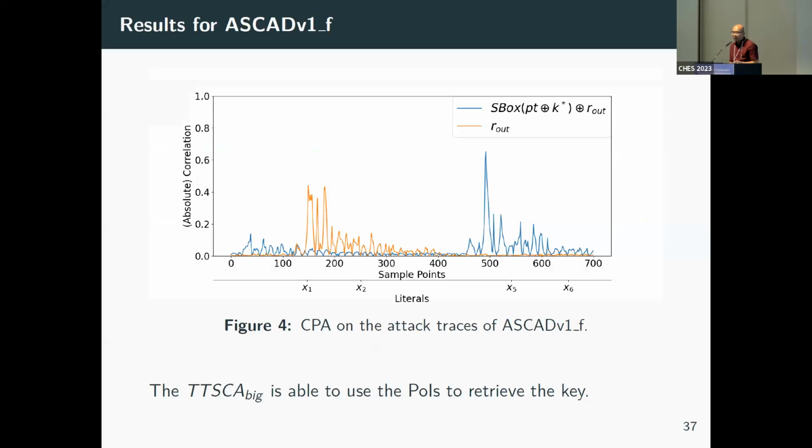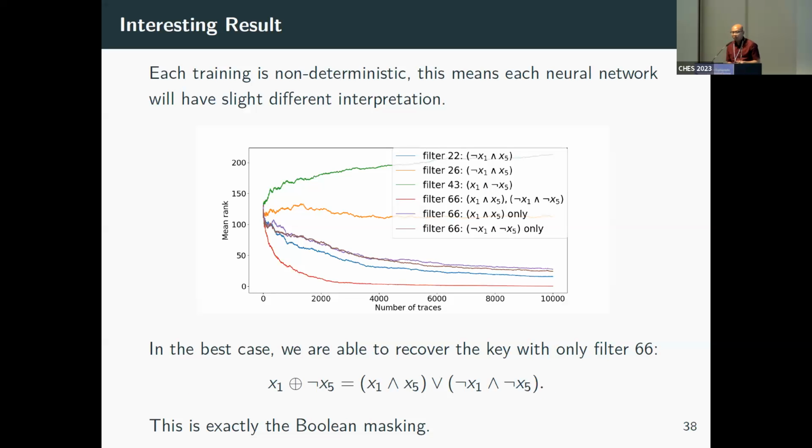So what are these literals meant for? If we look at CPA, which is a white box setting, the neural network is able to pinpoint the leakage point of all the masking, of the leakage of the mask and the masked data. So this means that TT-SCA-bit is able to use the points of interest to retrieve the key in a black box setting. We want to note that each training is non-deterministic, and this means that each neural network has its own slightly different interpretation.